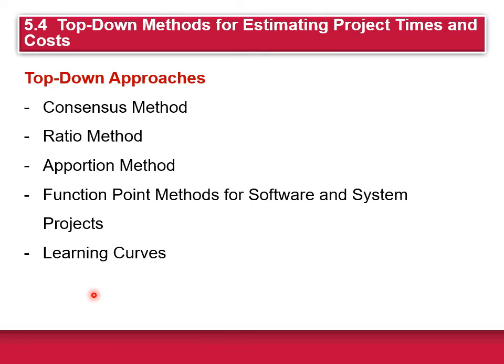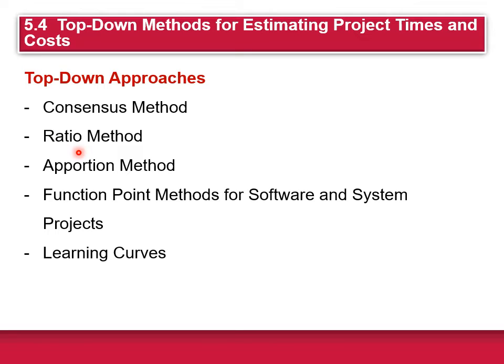So let's take a look at some top-down methods for estimating project times and cost. First we have what's known as the consensus method. This method simply uses the pooled experience of senior and/or middle managers to estimate the total project duration and cost. It typically involves a meeting where experts discuss, argue, and ultimately reach a decision as to their best guesstimates.